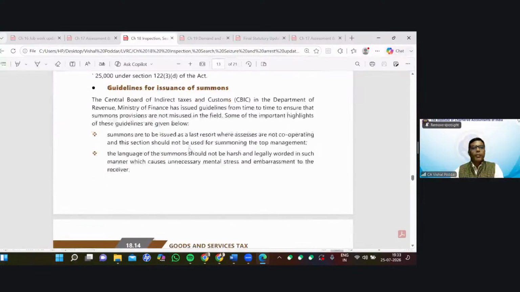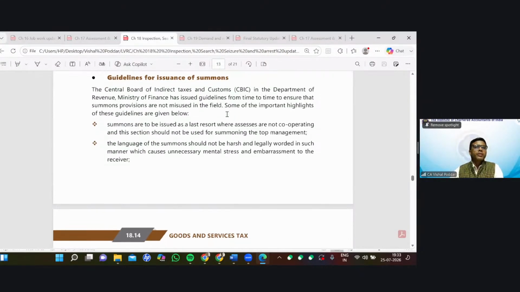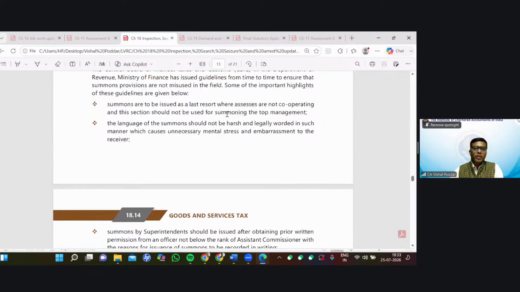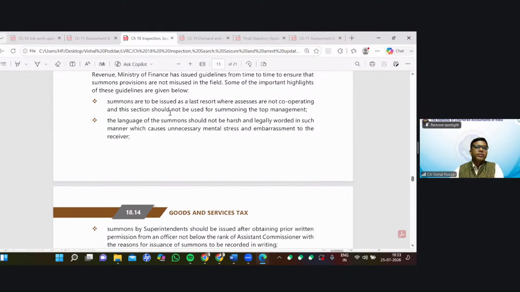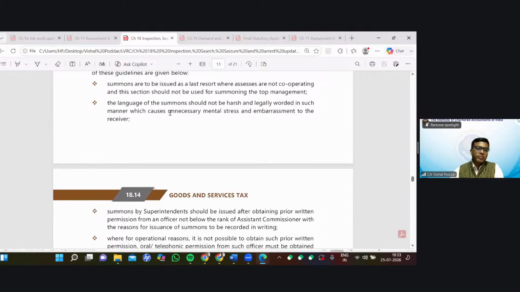Now, what are the guidelines for issuance of summons? The CBIC has issued some guidelines from time to time to ensure that summons are not misused. The important highlights are summons are to be issued as the last resort where the assessee are not cooperating, and this section should not be used for summoning the top management.